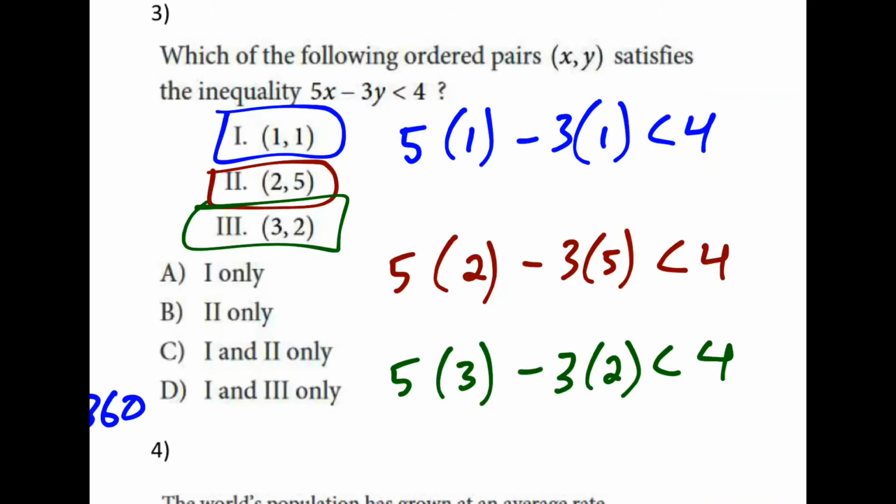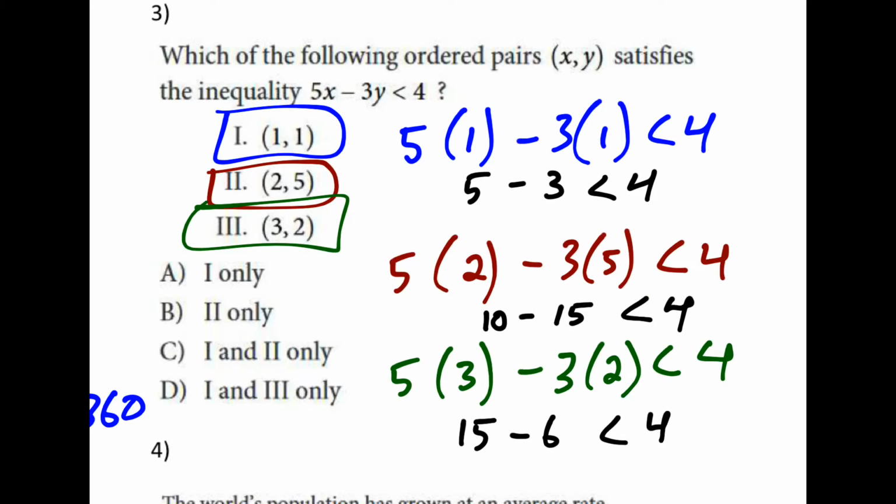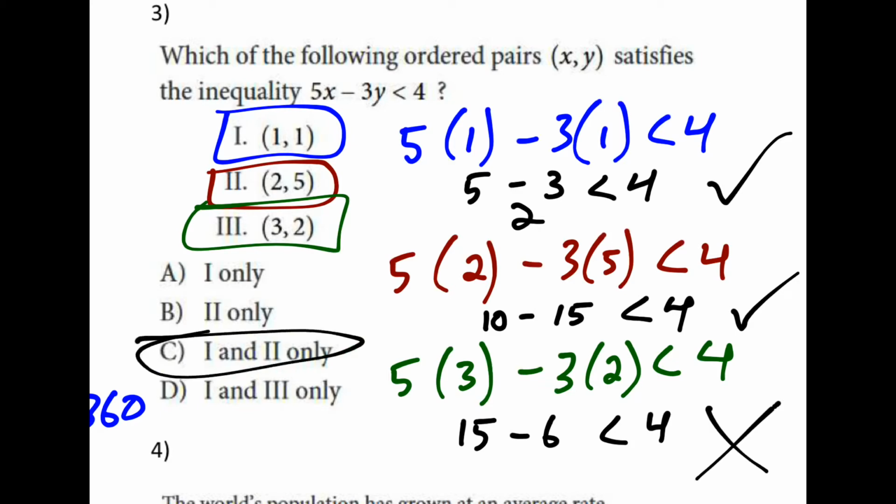For number 3, we are just going to plug these different values of x and y into the inequality and see which make it true. If we plug in a 5 and a 3, we get 5 minus 3 is 2. Is that less than 4? It sure is. 10 minus 15 is negative 5. Is that less than 4? It sure is. 15 minus 6 is 9. Is that less than 4? No. So 1 and 2 only, C.